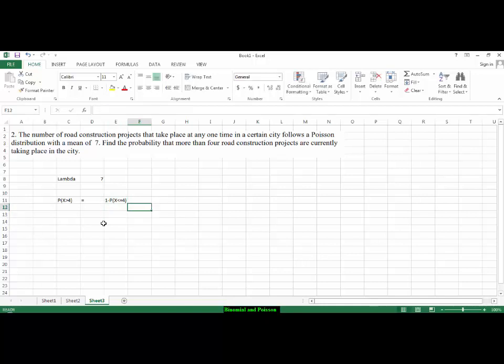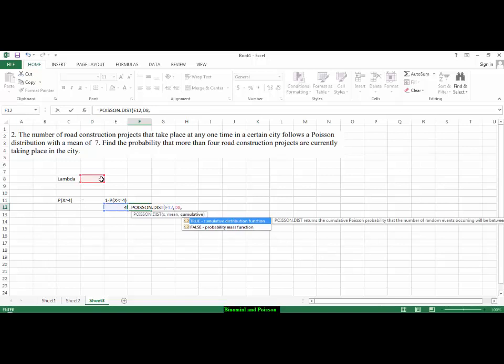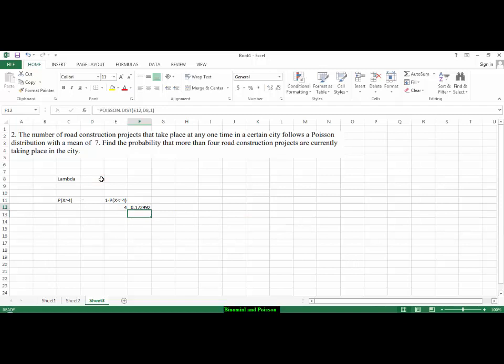Okay, so I have x equal to 4, and I'll type here POISSON.DIST, where my x is 4 and my mean is 7. And I'm looking at the cumulative distribution because I'm looking at the probability of x being less than or equal to some number. Okay, so this is the probability of x being less than or equal to 4. However, to find the probability of x being more than 4, I'll need to subtract this number from 1. And here is the probability I'm looking for.